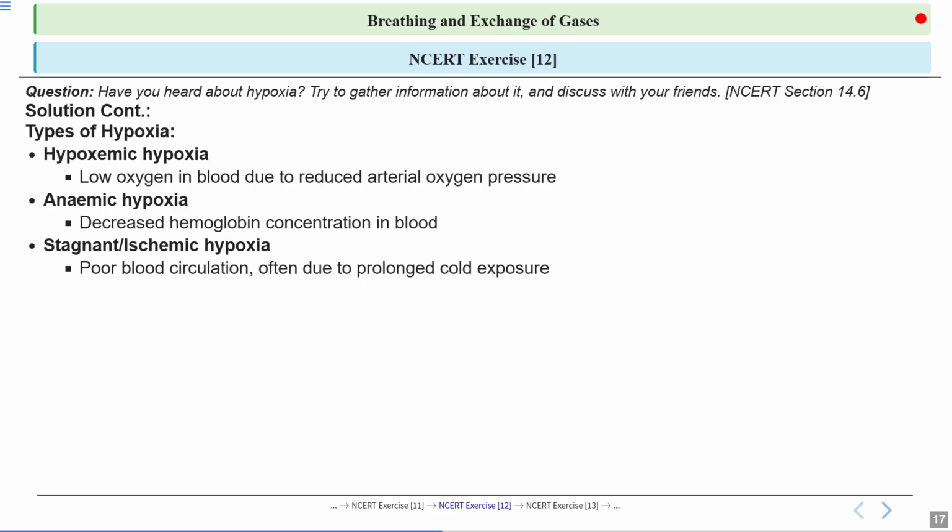So that will be affected, and it is often due to prolonged cold exposure. This poor blood circulation is due to the prolonged cold exposure. So for that reason also, our body or the tissue will not get the proper oxygen, right?